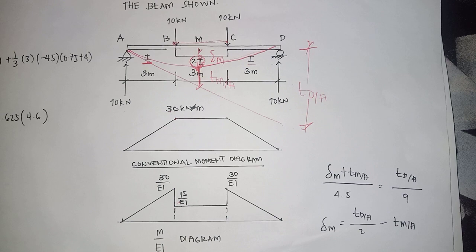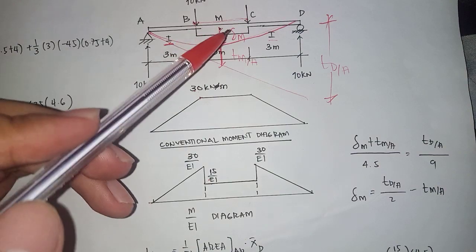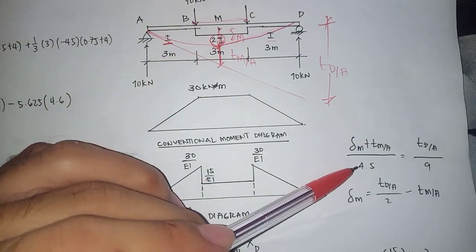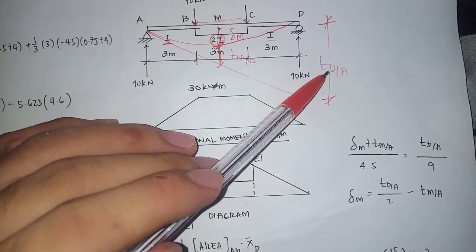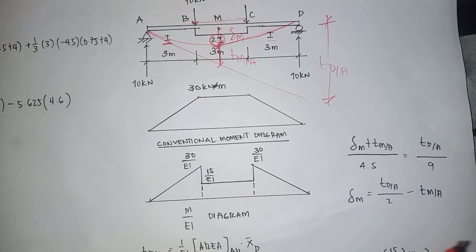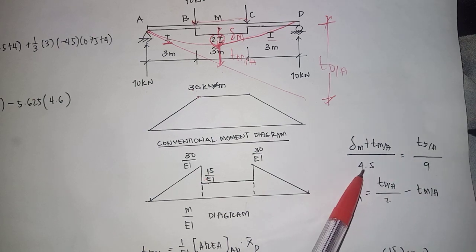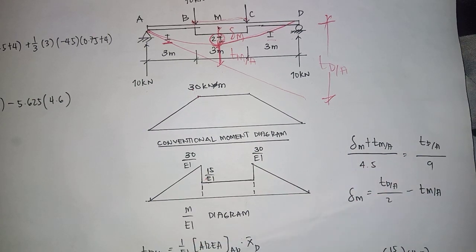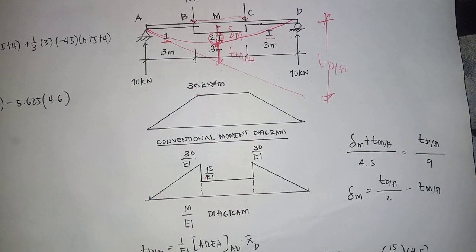But since this is TMA, ito yung portion na to, we can use ratio and proportion. Kaya nakuha natin tong equation na to. Delta M plus TMA, divided by kalahati ng 9 na 4.5, equals what? TDA over 9. So ito yon. So upon simplification, cross multiplying 4.5 there, so 4.5 divided by 9 is 1/2. So we have TDA over 2 minus TMA. So we just need to get TDA tsaka TMA.